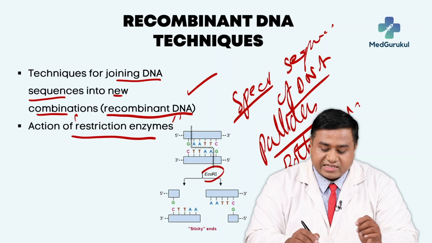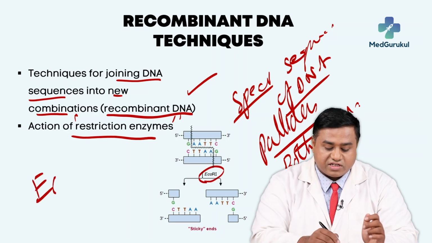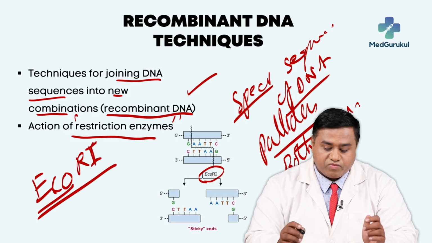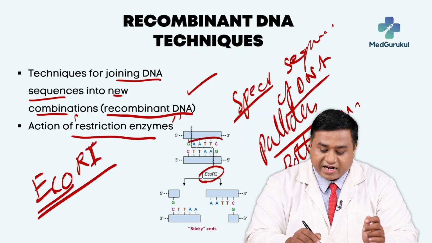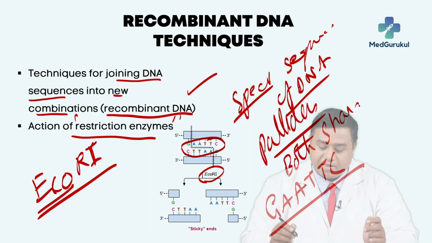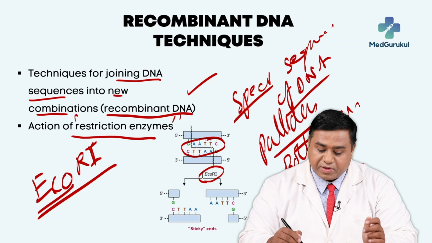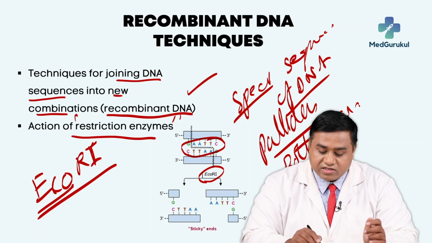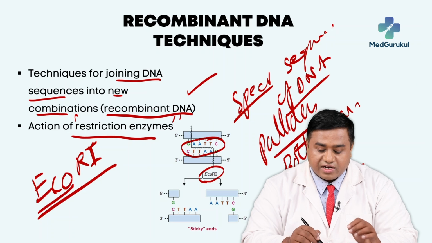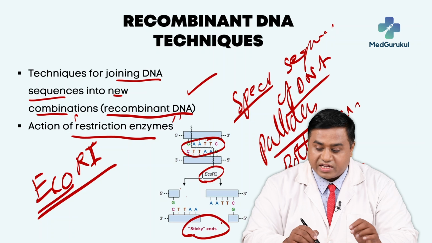Here you can see an example of a restriction enzyme, that is EcoRI. EcoRI comes from E. coli and it is recognizing this sequence, that is GAATTC. If you read this, it will be the same from the other side, GAATTC. This is called a palindromic sequence. It recognizes this particular sequence, cuts the DNA strand and produces something called sticky ends.